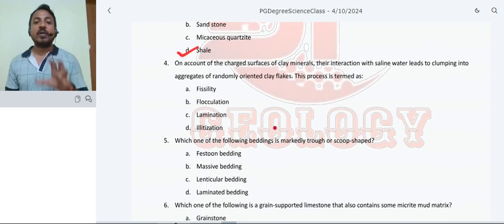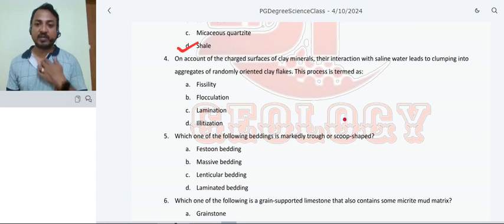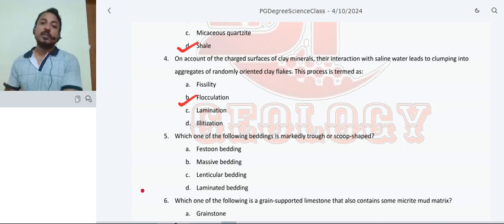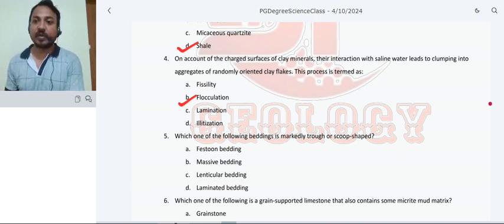Then, on account of the charged surface of clay minerals, their interaction with saline water leads to crumpling into aggregates of randomly oriented clay flakes. This is a phenomenon that occurs in marine conditions where clay minerals interact with saline water. That is called flocculation. You'll find it mostly in marine conditions. The answer will be flocculation.